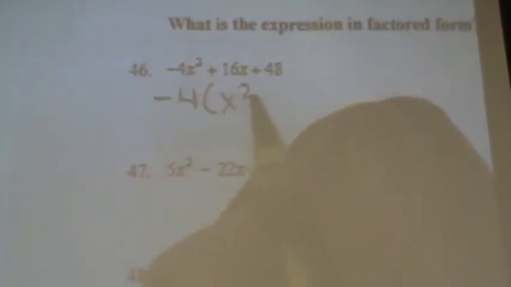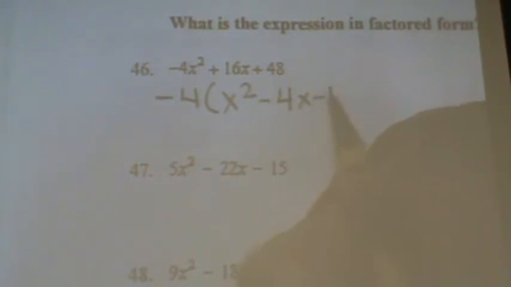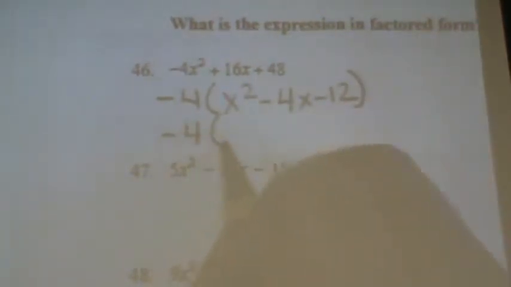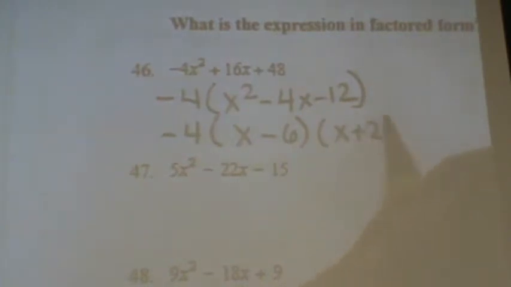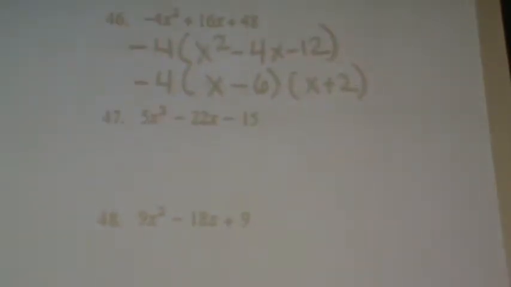Okay, now we get to do all this fun factoring. Ew. This should take you literally 20 seconds to factor them. How do you factor 46 completely? First, take out a -4. Then factor this, you get x minus 6, x plus 2. That's your best answer.